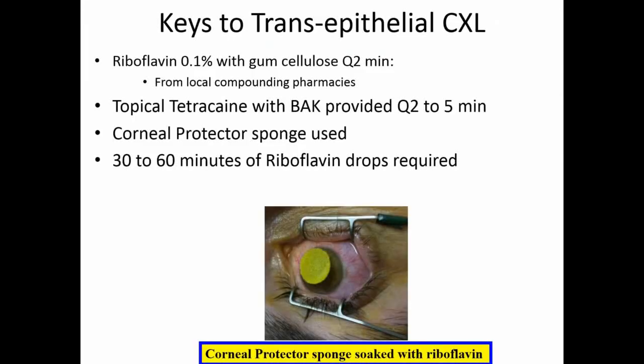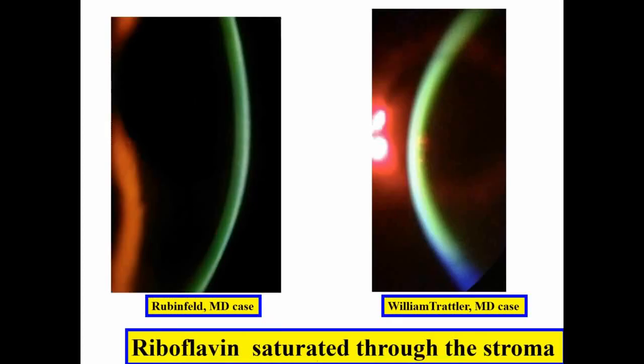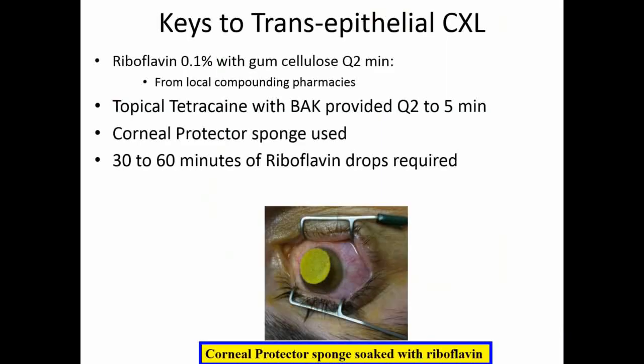Now we've been performing transepithelial crosslinking for over 5 years as part of a clinical trial, and we use a very simple technique, and this is one that most people can adopt, which is using riboflavin 0.1% with gum cellulose every 2 minutes. This type of formulation is available at most compounding pharmacies, and you can get that from your local compounding pharmacy and as part of a clinical trial now, but eventually once there's approval, and help treat your patients. Let me go back here for 1 second.